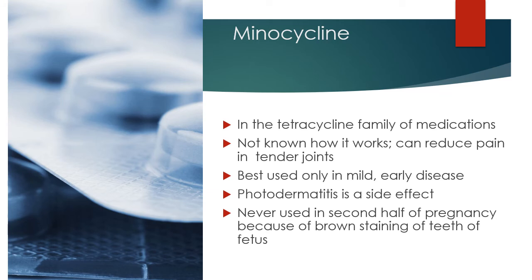Minocycline is in the tetracycline family. It's not really known how it works. It can help with early mild disease to reduce pain in the tender joints. Photodermatitis is always a concern. In other words, if patients are exposed to sun, they can get sunburn pretty easily. There are lots of drugs that cause photodermatitis, and they're not used in the second half of pregnancy because they can stain the teeth of the fetus.